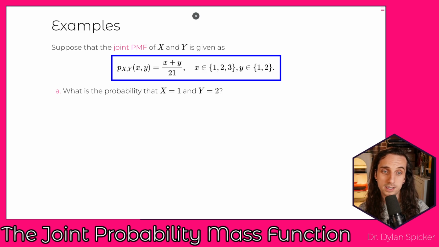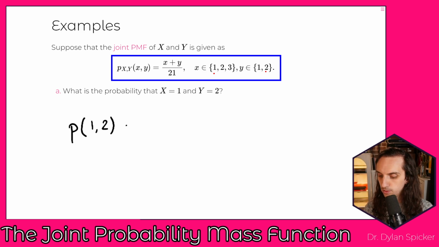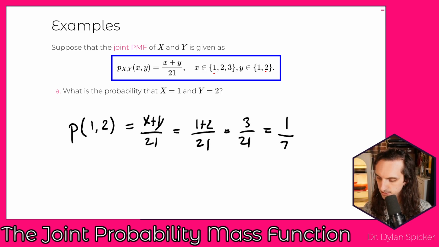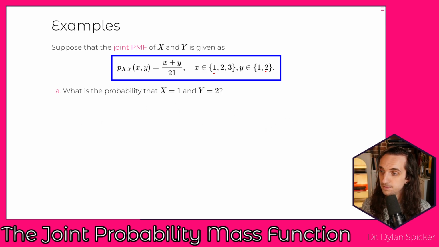So the first thing that we note here is that x equaling 1 and y equaling 2 is going to be given to us by this expression here, and so as a result, we can simply plug into this the values of 1 and 2. This is going to be of the form x plus y over 21, which is 1 plus 2 over 21. And so then you get 3 over 21, which is 1 in 7. So there's a 1 in 7 chance that you have a value of y being 2 and a value of x being 1 at the same time.